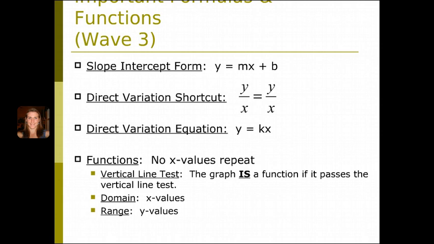Another thing to keep in mind is what domain and range is talking about. Domain refers to your x values and range refers to your y values.